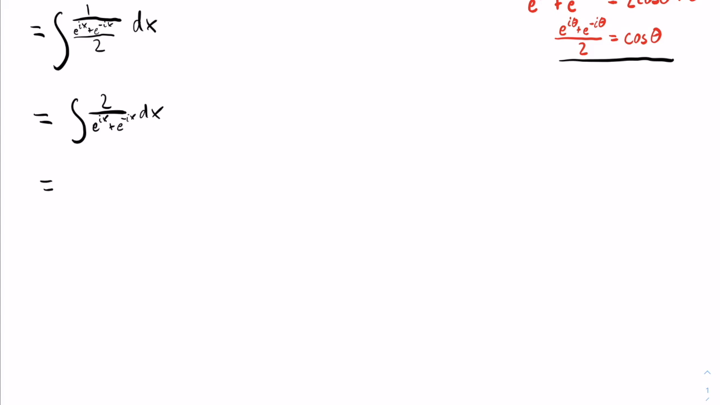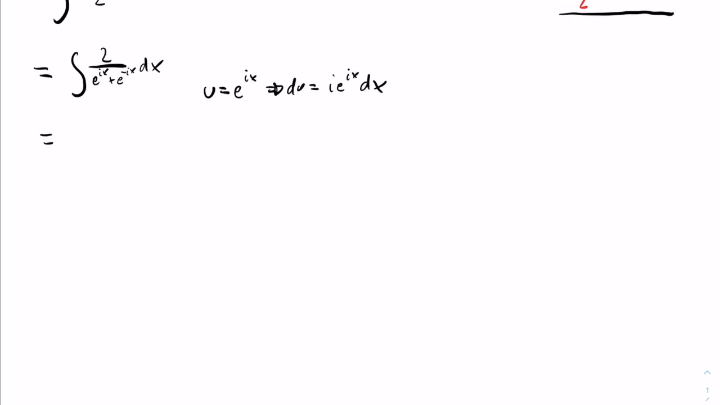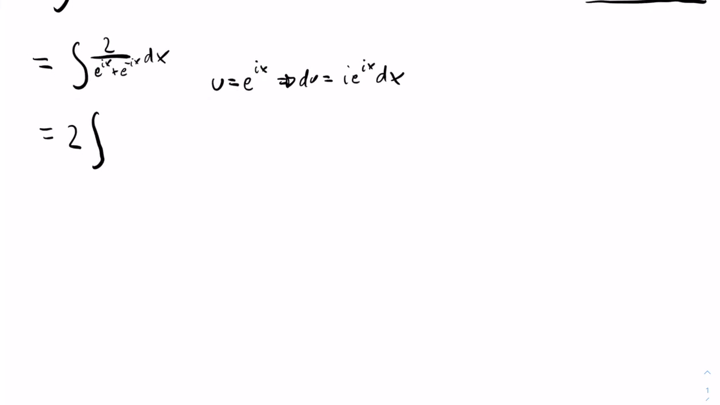Obviously you can't u substitute for a constant. So we're going to do a u substitution of u equals e to the ix, which would then mean that du equals i e to the ix dx, and that's just standard differentiation of the exponential function. So now we can start substituting in, and I'm just going to bring this 2 out in front, because it's a constant, you can do that, obviously.